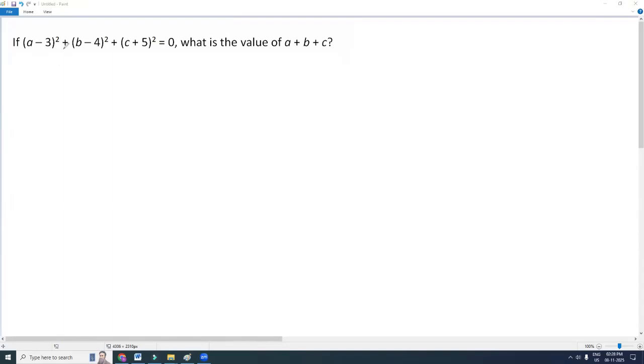If (A − 3)² + (B − 4)² + (C + 5)² = 0, what is the value of A + B + C? Okay, now let's consider the equation we have over here.